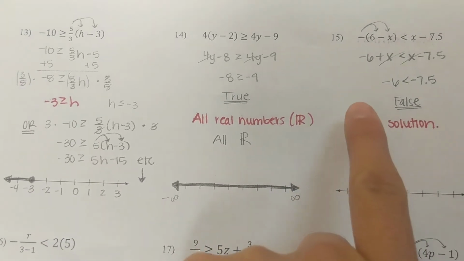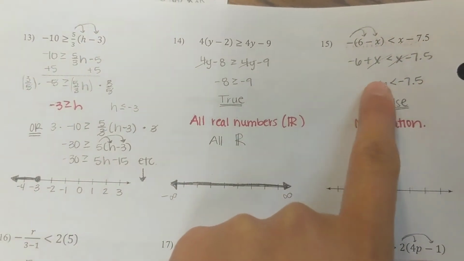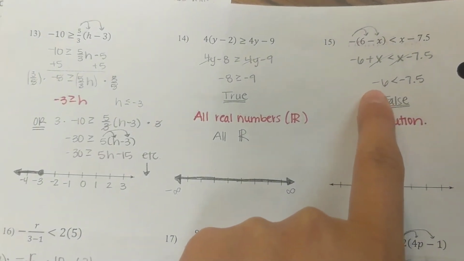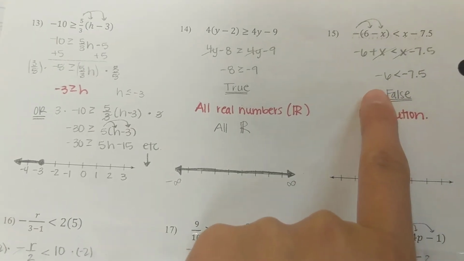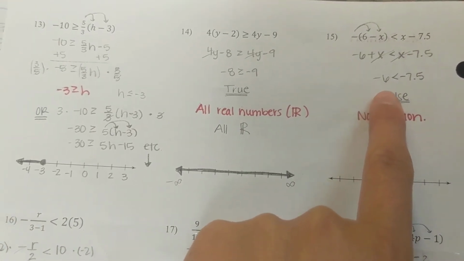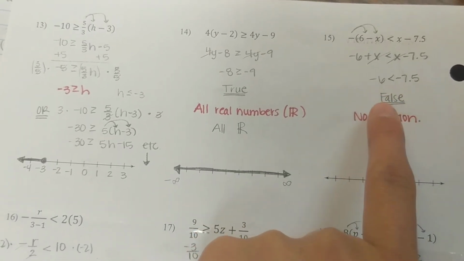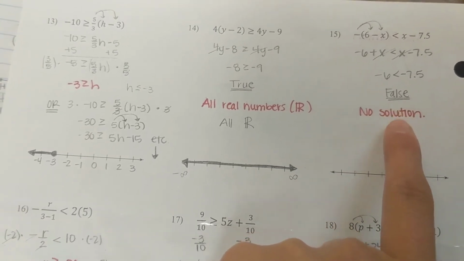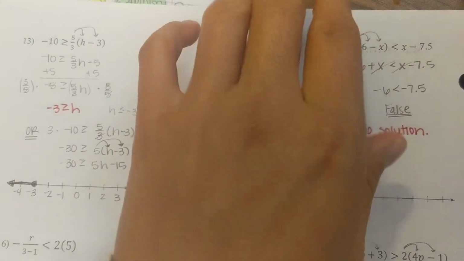Okay? And then number 15, hopefully you notice again that the x's cancel, since that's the same term on both sides of the inequality. But when that happens, notice you end up with something like negative 6 is less than negative 7.5. And that's a false statement. That's not true. So we just say no solutions, just like we say with equations, okay?